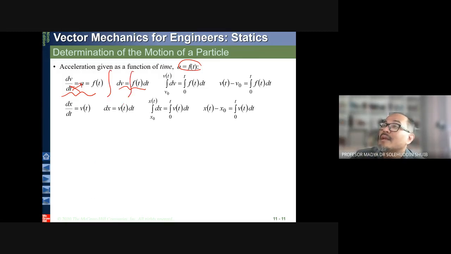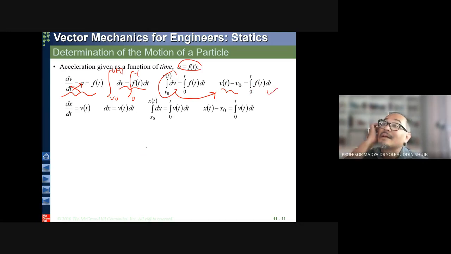Integrate both sides, with the limits from v0 to v(t), and from 0 to t. You solve this: integrating dv, you get v, so you get v(t) minus v0. And then you do the integration of f(t) dt, where the time limit is from 0 to t.